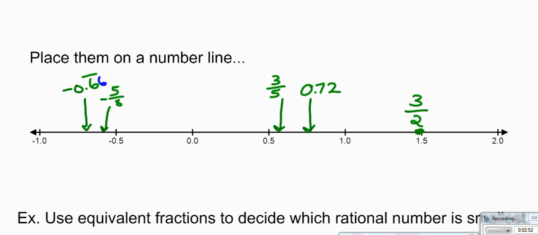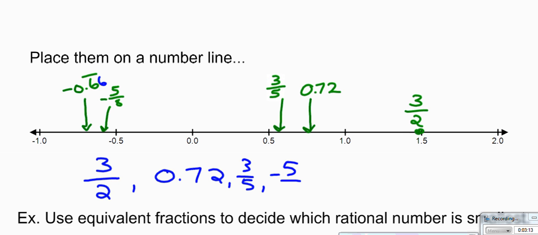So if you look back at the top of the question, it asks you to put them in descending order, which means largest to smallest. So I'm going to read my number line looking at the right side first, because those are the larger values. So 3/2 is the largest, then 0.72, 3/5, -5/8, and then -0.6 repeating is the smallest value.